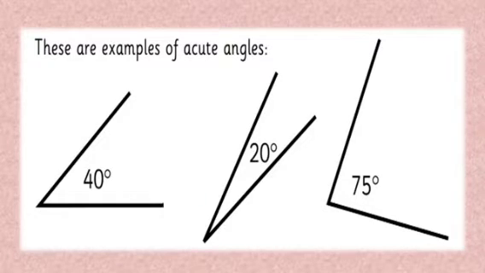I hope all of you have understood this, children. An acute angle is nothing but an angle formed when it is more than 0 and less than 90. So it lies in the range of 0 to 90 degrees.